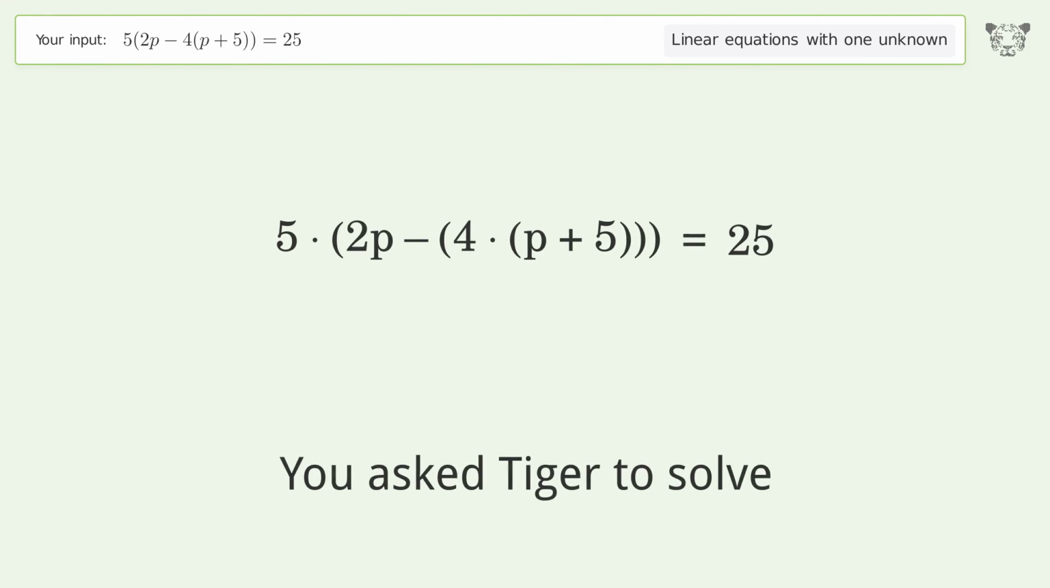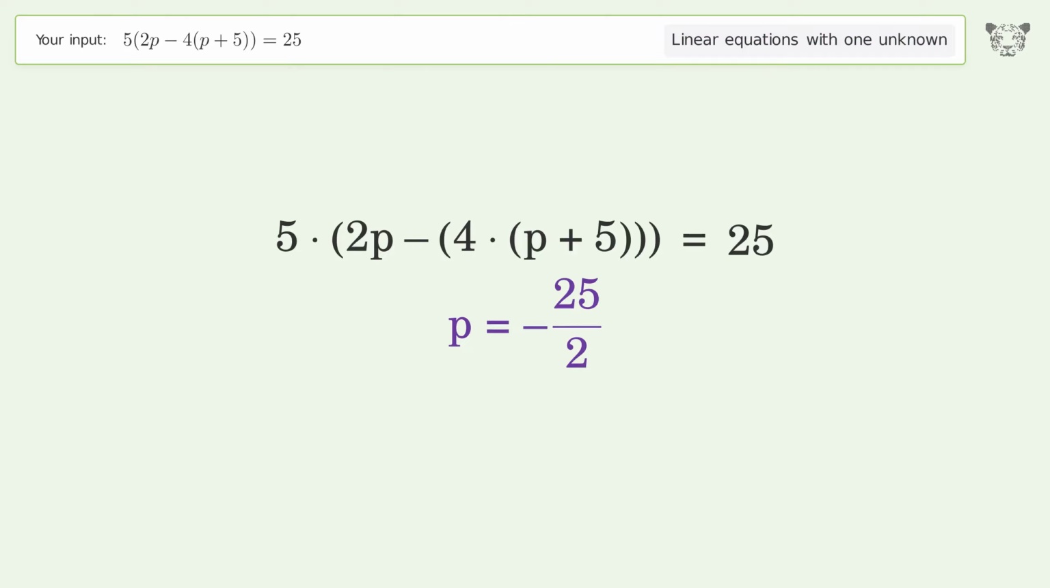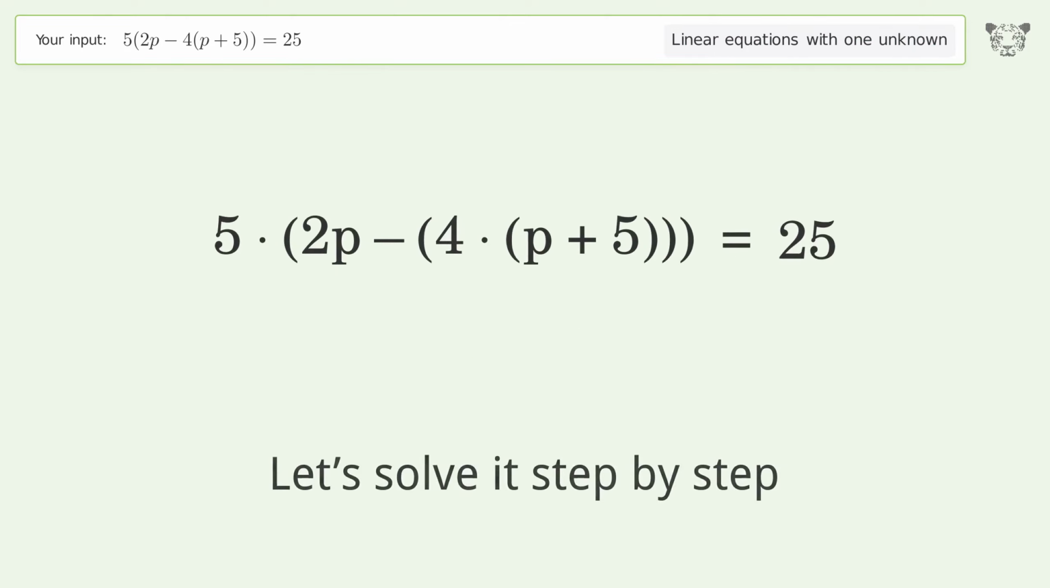You ask Tiger to solve. This deals with linear equations with one unknown. The final result is p equals -25/2. Let's solve it step by step.